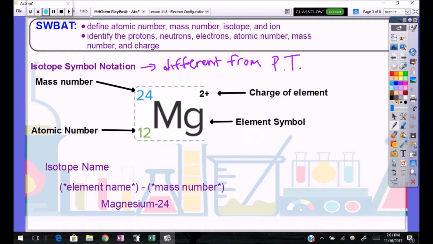We're also going to sometimes have to write the isotope name. So we always write out the full element name, a dash, and then the mass number. So here we have magnesium, and we know its mass number is 24, so we say magnesium dash 24. Pretty straightforward.